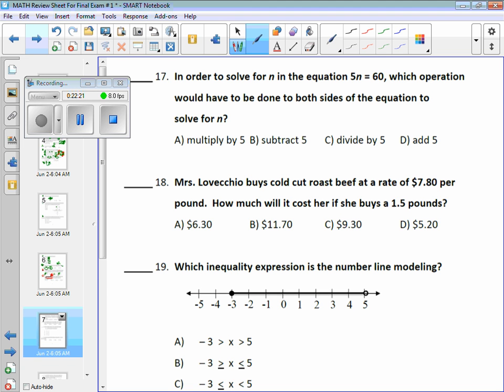Okay, it's railroad tracks. In order to get n by itself, you got to divide both sides by 5, and that's the reason why it's C. Because it says in order to solve it, it's railroad tracks.